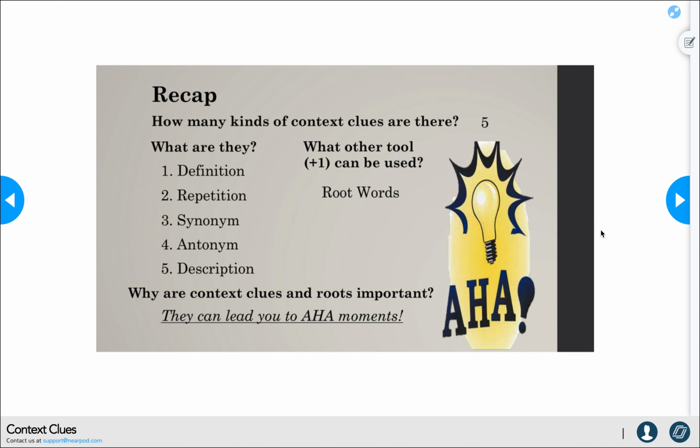So just a quick recap. There are 5 kinds of context clues: definition, repetition, synonym, antonym, and description. And then we have an additional tool to help us with context clues, which is root words. And these are very important because they can lead us to aha moments. So again, guys, I know I went through that super fast, but we are going to be working with them throughout the year. I'll have you reference this a lot because before you come and ask me a question, I'll always ask you, did you use your context clues? Have you checked out your root words? What are some other ways you can find that out?